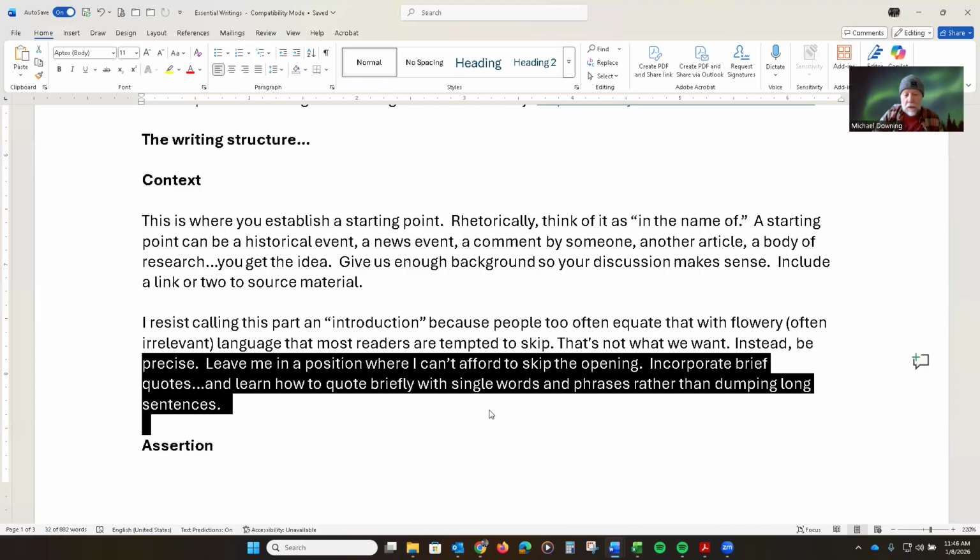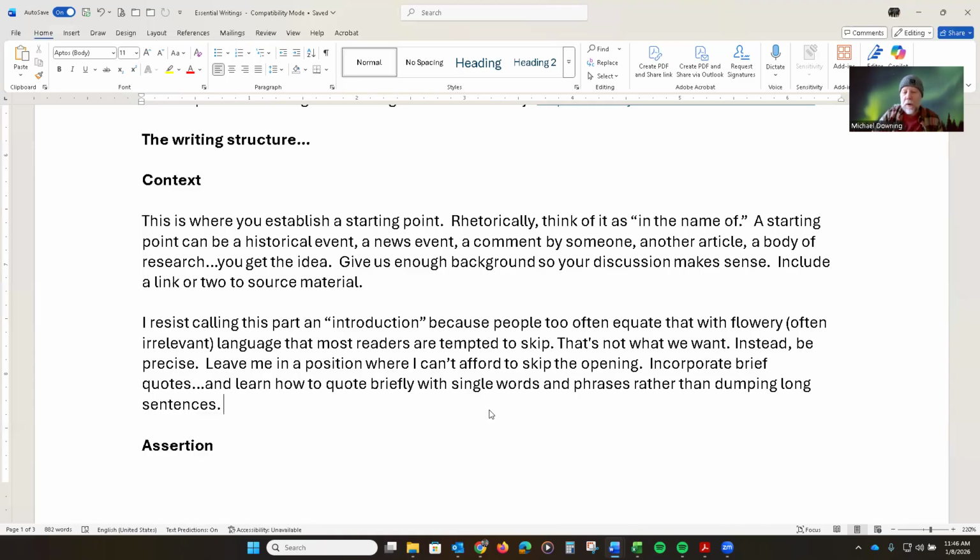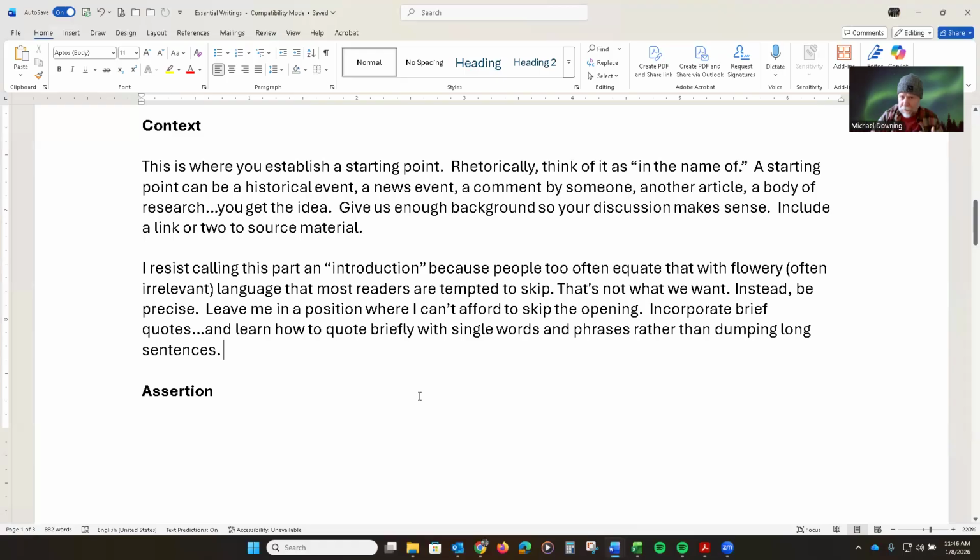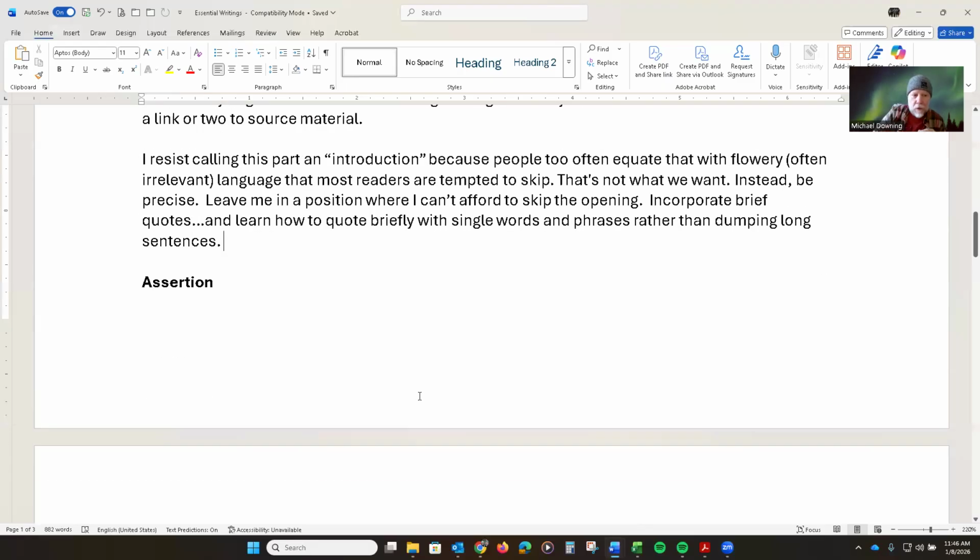Incorporate brief quotes. Learn how to quote briefly with single words and phrases rather than dumping long sentences. We'll talk about this in class. So you're getting things off the ground and you're saying, according to an essay or an article or some statement or some historical event where somebody said something or did something, this is what you're trying to bring into the mix. It's a very important skill to learn. It doesn't need to be long and difficult and arduous like you may have been taught in the past. But I'm hoping you agree that it's a good thing for me to learn, to be able to step into a professional meeting or situation and establish context concisely, briefly, in a focused way.